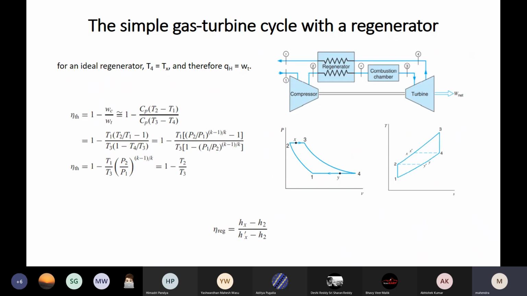And even like this, how to calculate the efficiency. This is the regeneration efficiency, based upon certain assumptions. If this heat exchanger itself is an ideal heat exchanger, then the inlet and exit temperatures will become equal. So based upon that, we will be calculating this particular efficiency.